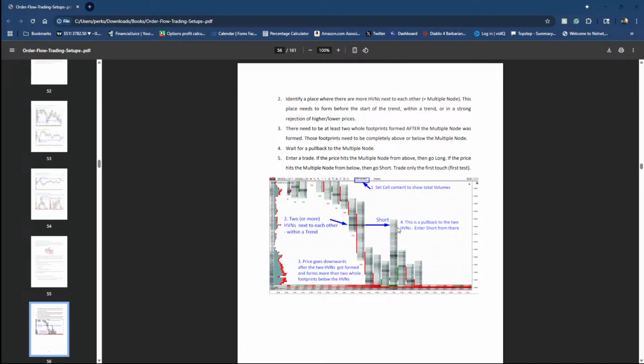For NQ, you can do the same. You could take puts on QQQ, or you could take calls on QQQ based on the same information if you have access to these charts.